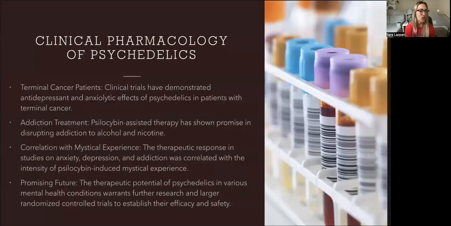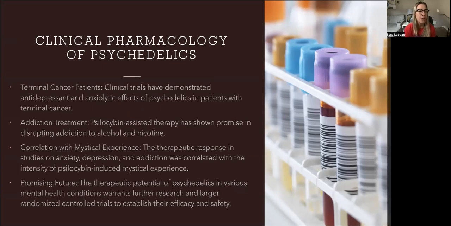Okay, so more clinical pharmacology with terminally ill cancer patients. This was a study done at NYC, I believe. Clinical trials demonstrated antidepressant effects of psychedelics on patients with terminal cancer, and some anti-anxiety effects, where they're just not as afraid of dying. They don't have that fear of dying. There's more acceptance of that.